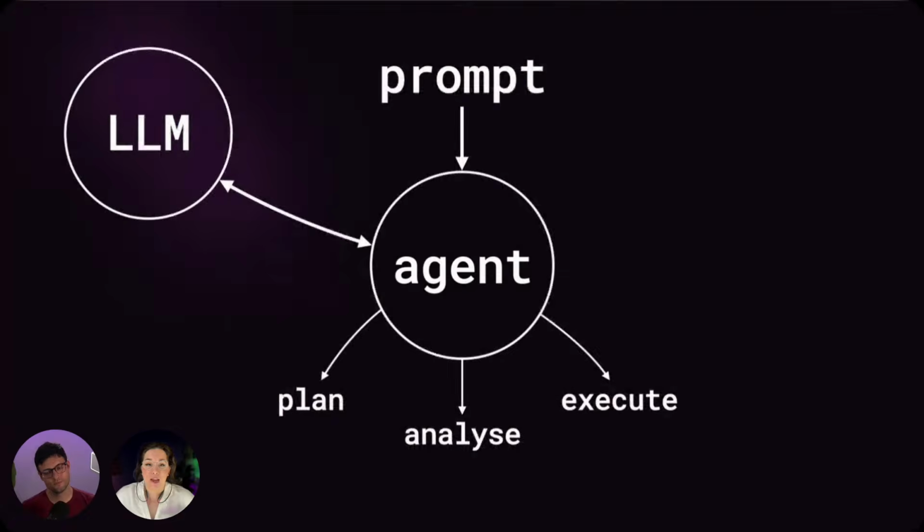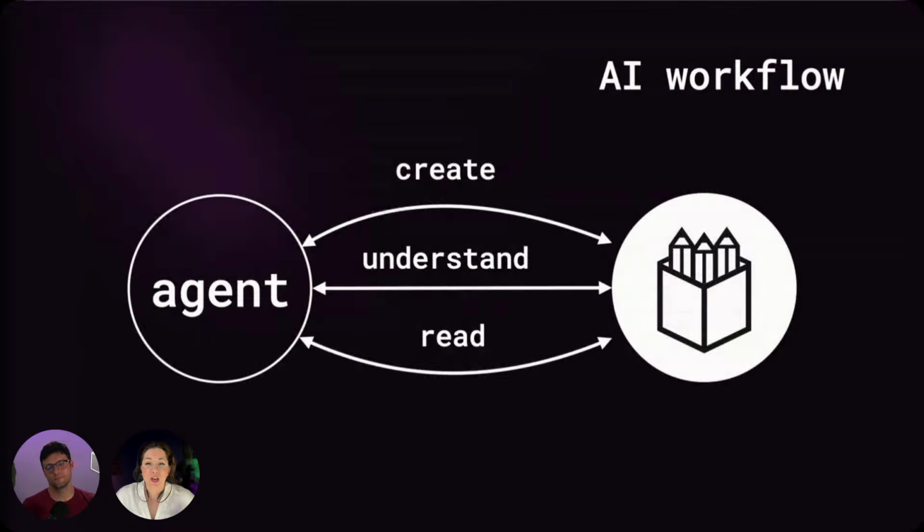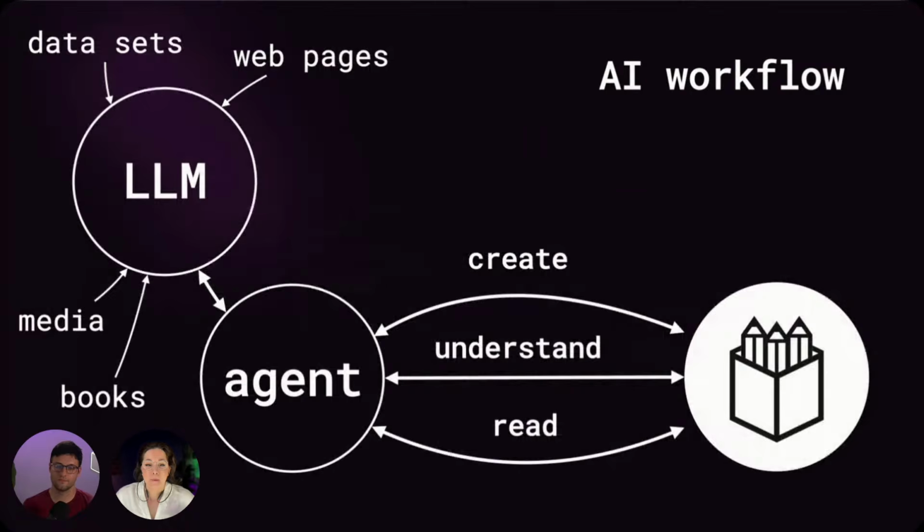And an agent acts on behalf of an LLM. So it doesn't just respond to prompts like a chatbot kind of situation. It can also plan and analyze and execute tasks. And so when we're talking about AI workflows, we're talking about connecting an agent to Penpot. It can read the elements, assets, and tokens in the Penpot file, and it can create new elements and assets and tokens in your Penpot file.